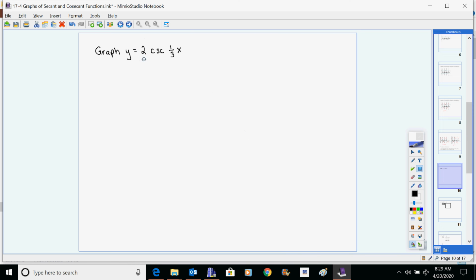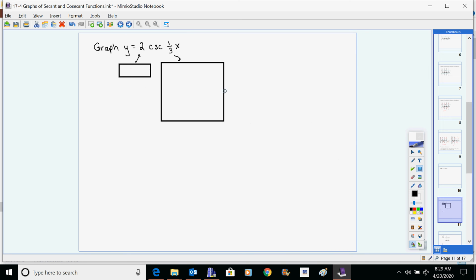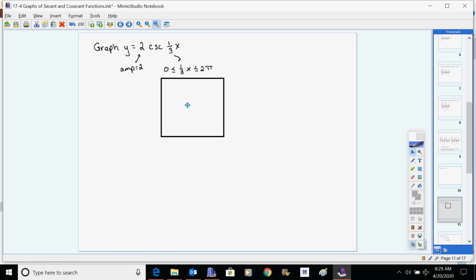And we can look at this number. This number, once again, is going to designate our amplitude. And then this number is going to help us figure out the beginning and the end part of our period. Okay, so our amplitude comes from 2. That means it's going to be going up 2 and down 2 from our middle line. And then this part tells us that you have your standard period going from 0 to 2 pi.